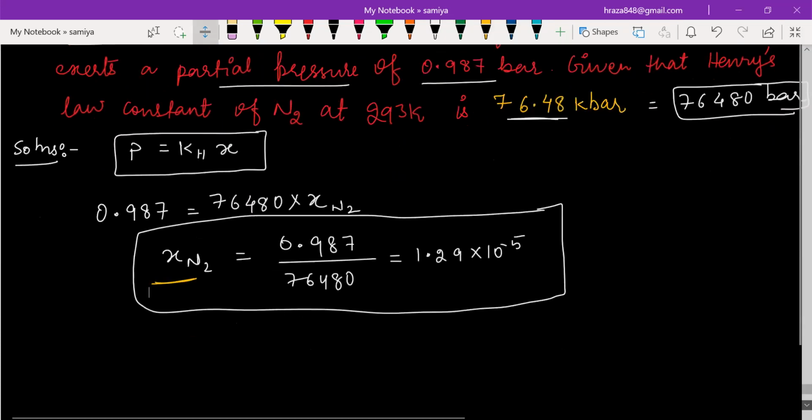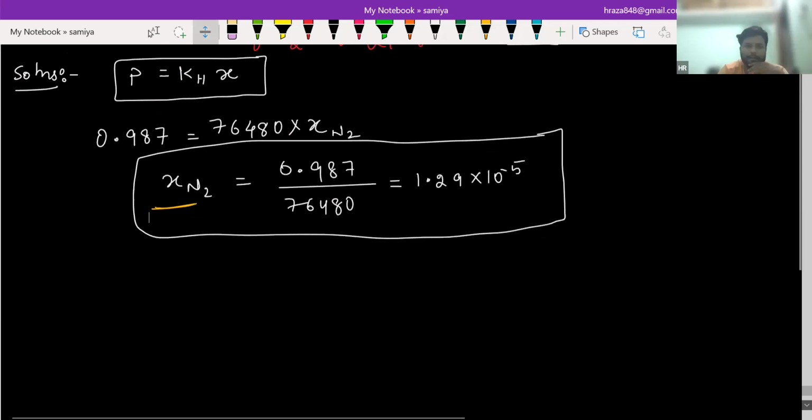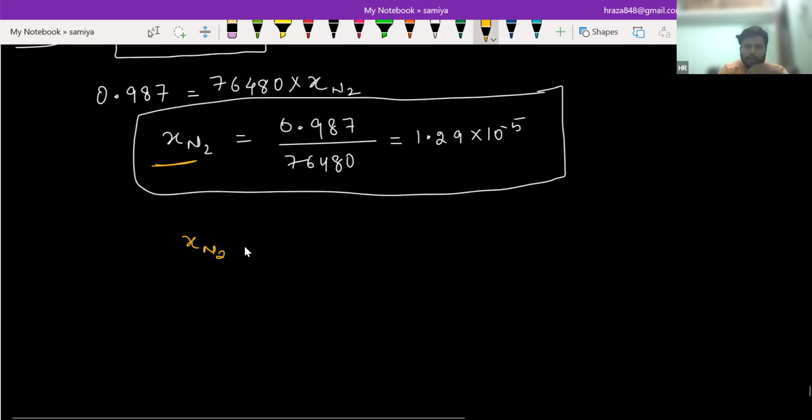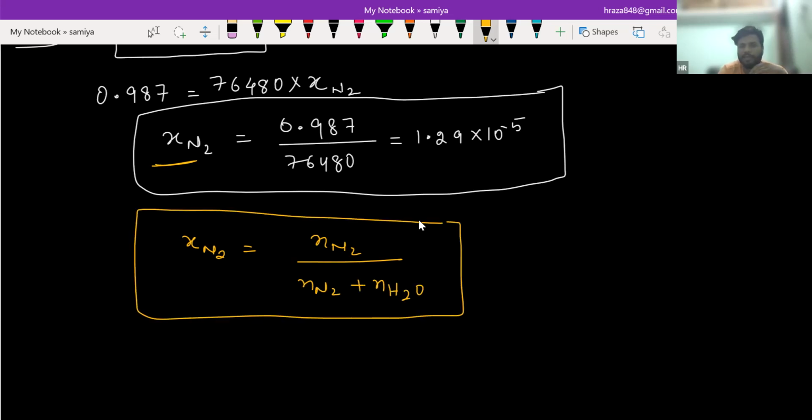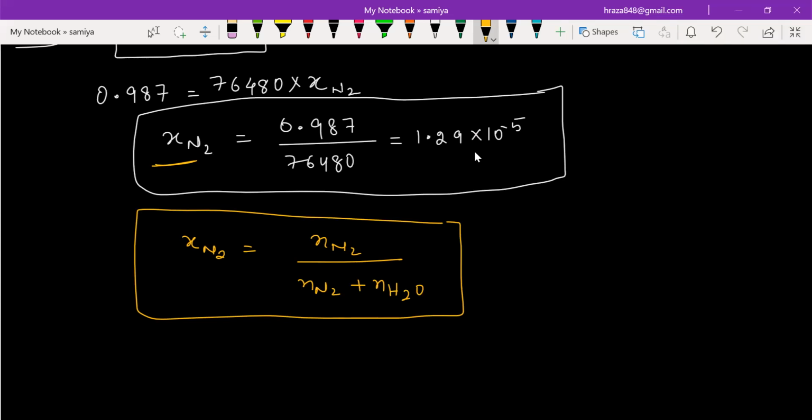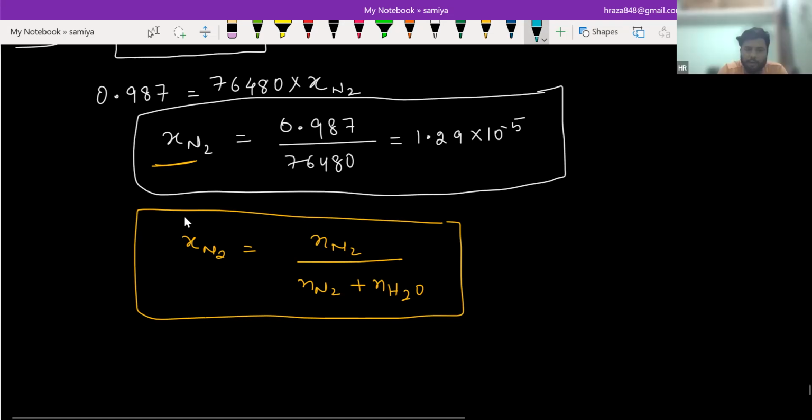Now see, the formula of mole fraction of N2 will be equal to number of moles of N2 upon number of moles of N2 plus number of moles of water, because two components are present, yes or no? Yes, sir. Now see, this is the value we have already calculated. Now we need to calculate this value. What about this? It is giving the hint.